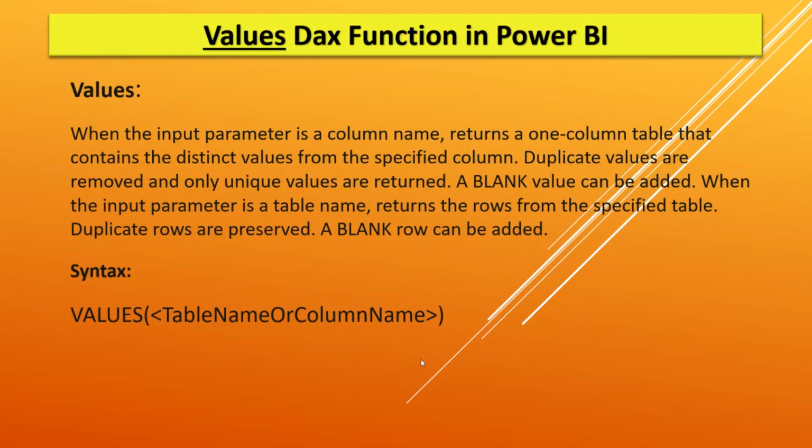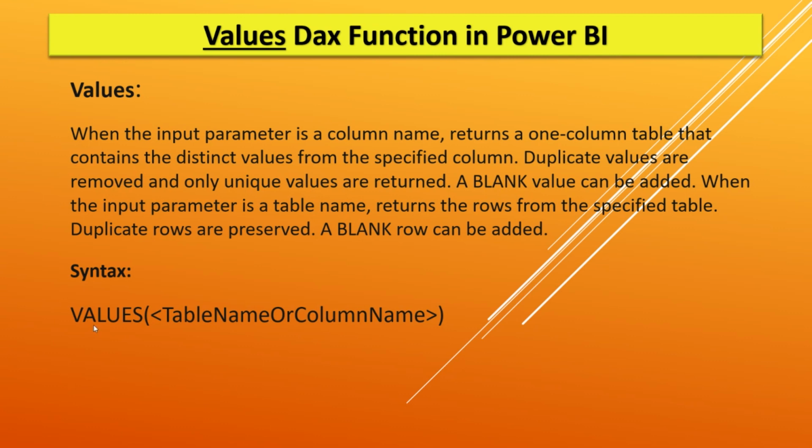The VALUES function, when the input parameter is a column name, returns a one-column table that contains the distinct values from the specified column. If duplicate values are present in the same column, it will remove all duplicates and give us only the unique values. If there are any blank values present in the same column, it can add the blank value also. When the input parameter is a table name, it returns the rows from the specified table. It will remove the duplicate rows and give the unique rows, and a blank value can be added in the table and column also.